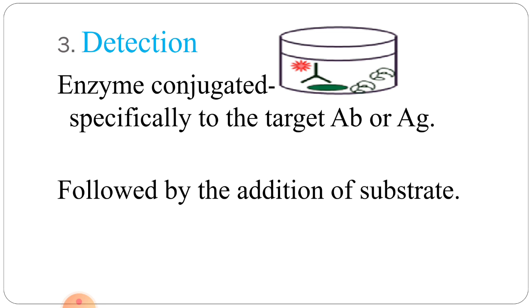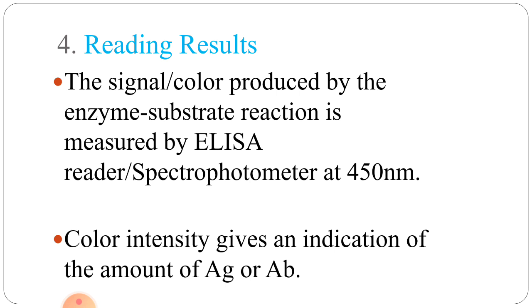Each enzyme conjugate is specifically targeted to antibody or antigen, followed by addition of a substrate. The signal or color produced by the enzyme substrate reaction is measured by an ELISA reader or spectrophotometer at 450 nanometers. The color intensity gives an indication of the amount of antigen or antibody in the given sample.